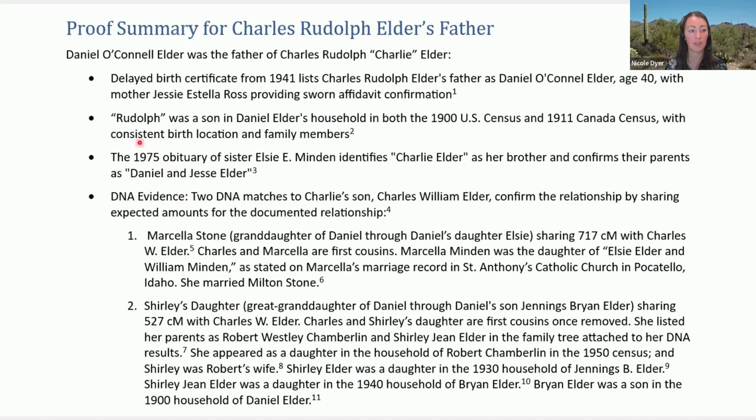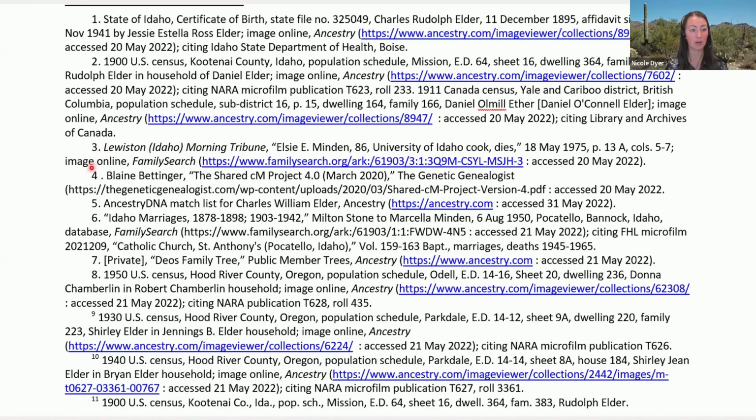Then the third is kind of an add-on. I probably didn't need it, but it does correlate with one of the DNA matches because it's the obituary of Charlie's sister, Elsie Elder Minden. And in her obituary, she identifies her brother, Charlie Elder, and the obituary also mentions their parents' names. So I thought that was a good piece of supporting direct evidence. So there are no conflicts in the documentary evidence at all. And this third footnote goes to the obituary in the Lewiston, Idaho Morning Tribune.